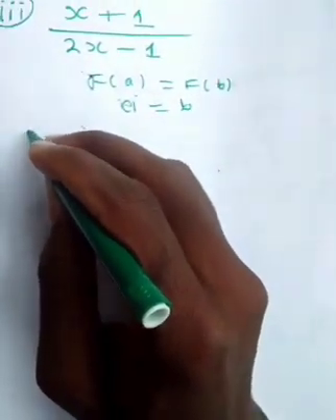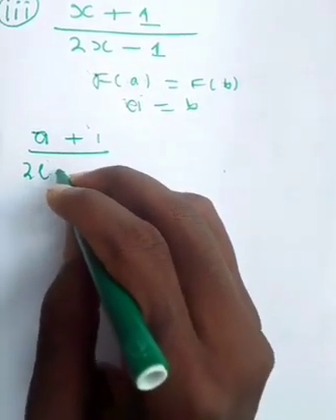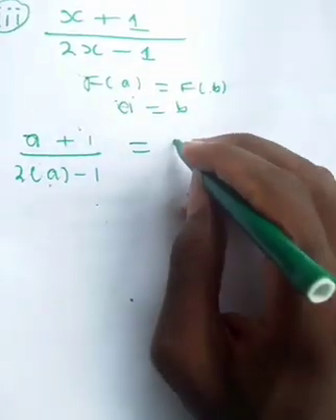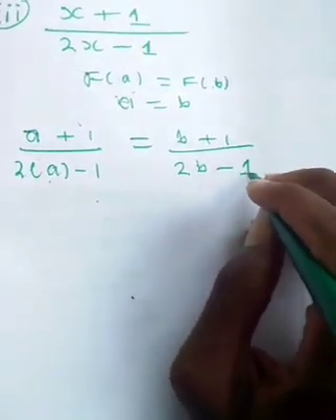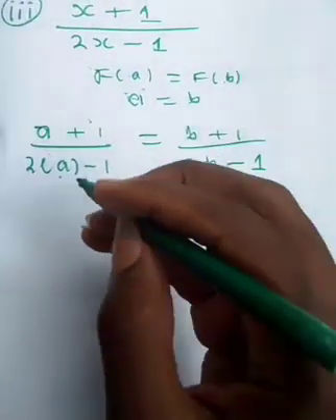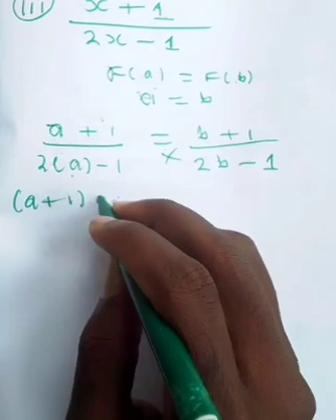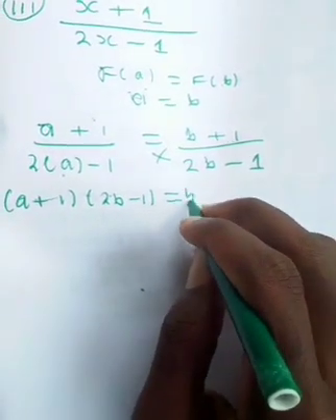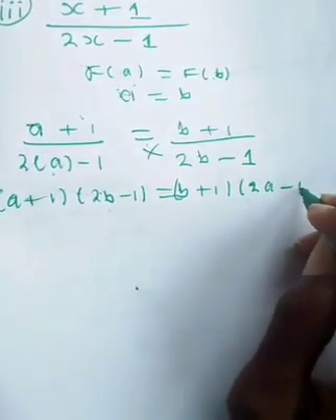So let me find f of a. Where this x is, I'll put a plus 1 over 2a minus 1, equal to f of b. Where this x is, I'll put b plus 1 over 2b minus 1. Then I'm going to cross multiply these. So I'll say a plus 1 times 2b minus 1 is equal to b plus 1 multiplied by 2a minus 1.